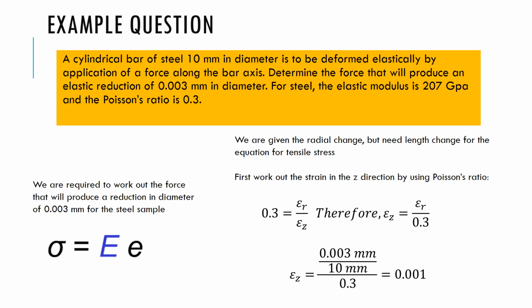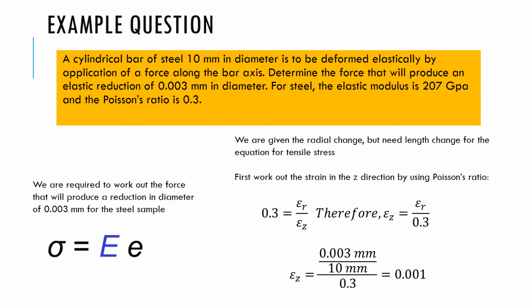So we've got another example question here. A cylindrical bar of steel, 10 millimeters in diameter, is to be deformed elastically by application of a force along the bar axis. Determine the force that will produce an elastic reduction of 0.003 millimeters in diameter. And we're given the elastic modulus as 207 gigapascals and the Poisson's ratio of 0.3. So what the question is asking us to do is work out the force that will produce a reduction in diameter of 0.003 millimeters for the steel sample.